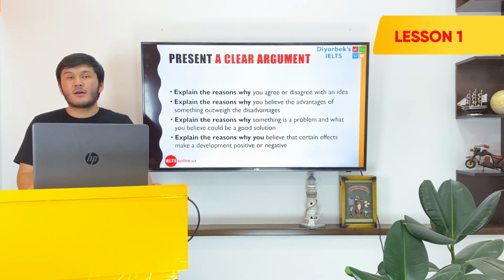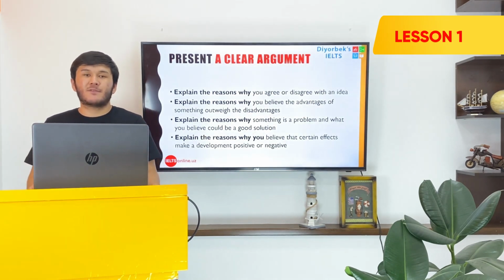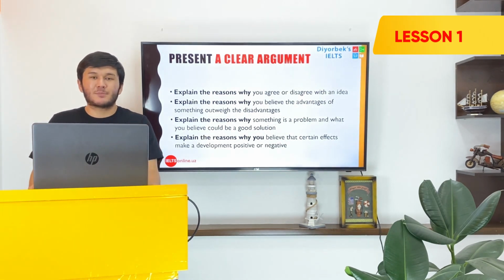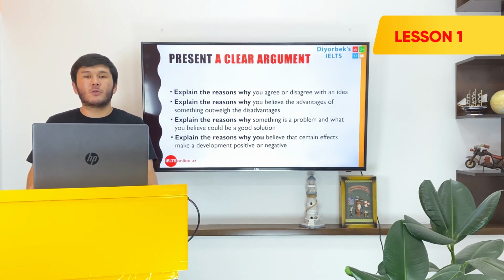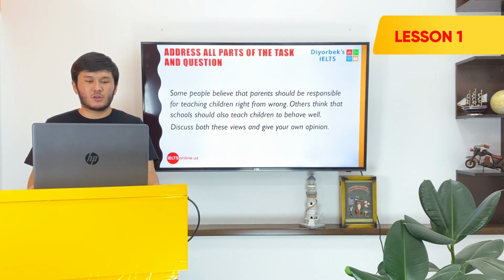So basically, for all the questions as they are put in the task, you need to explain the reasons why you have that position. So for now, we're going to move on to satisfying the band descriptors and learning what is there in the band descriptors. If you would like to achieve band 7 and above for task response, you need to address all parts of the task. And let's first look at the question to learn how many parts there are to a certain question.